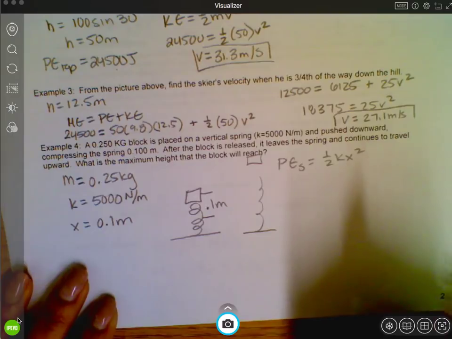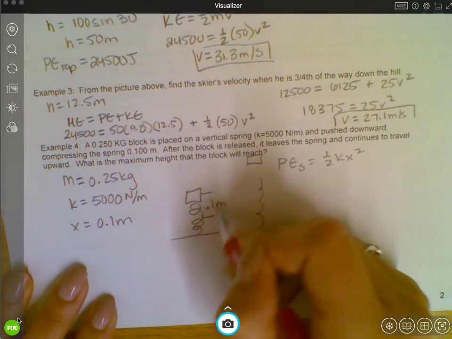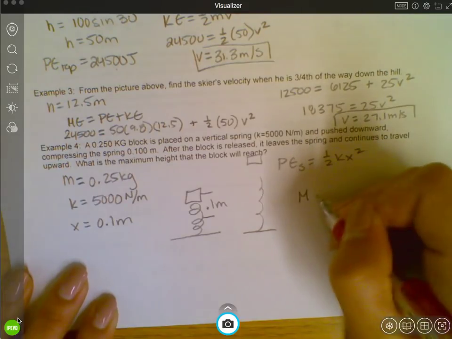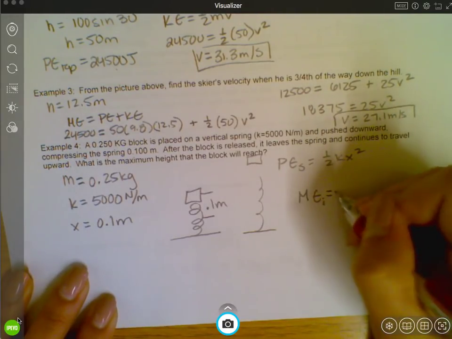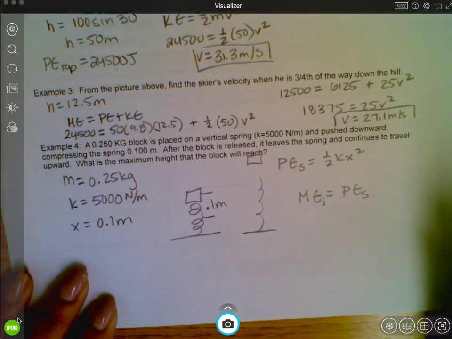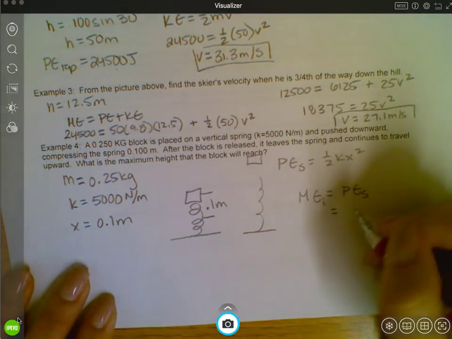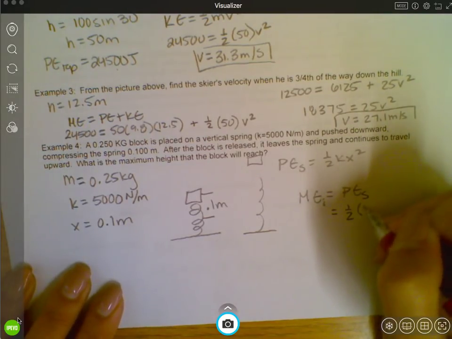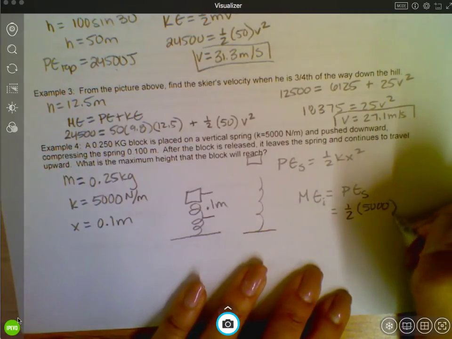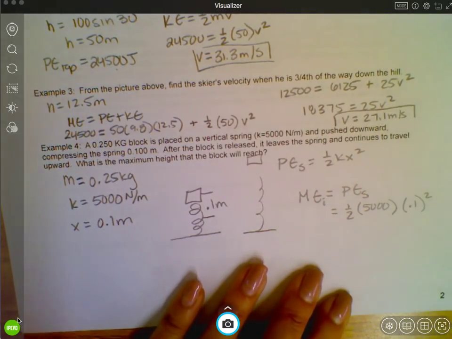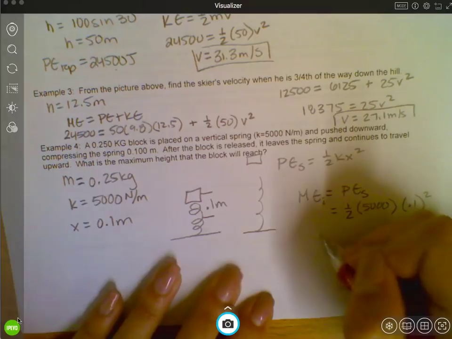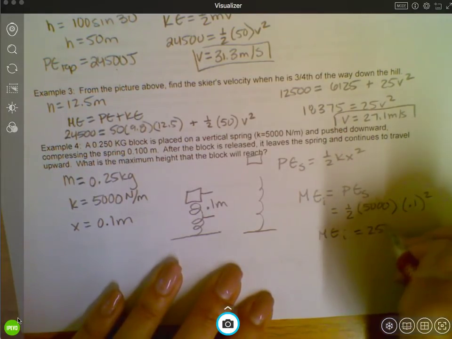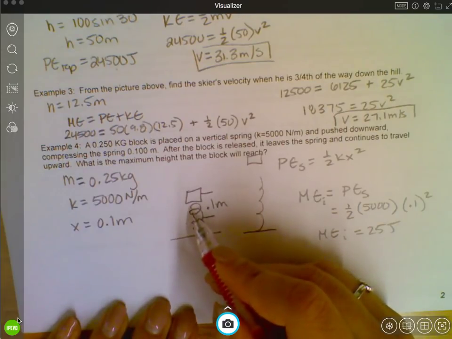Here's the trick. Right now, all the energy is stored in the spring. So in this case, the mechanical energy initial is equal to the stored energy in the spring. So let's solve for the initial mechanical energy here. It's 1/2 k x squared. So 0.5 times 5,000 times 0.1 squared. So it's 25. So the mechanical energy initially is 25 joules because all the energy is stored in the spring. It's not moving and there's no height.